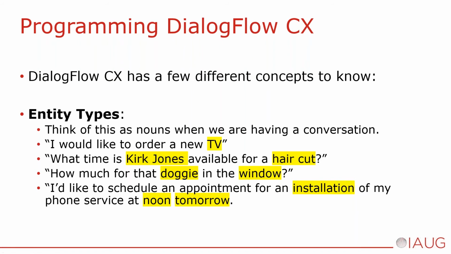An example of that again is, I'd like to order a new TV, and TV is something I can trigger on so I can ask additional follow-up questions. Or the name Kirk Jones is something I'm searching for so I can look at his calendar versus somebody else's.